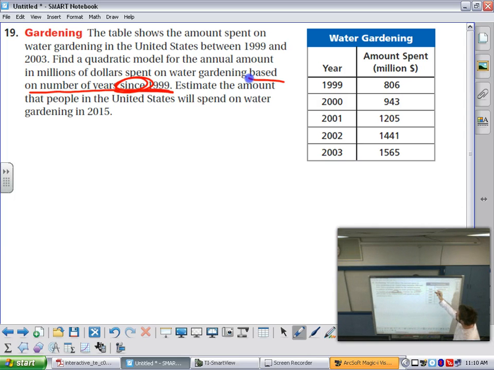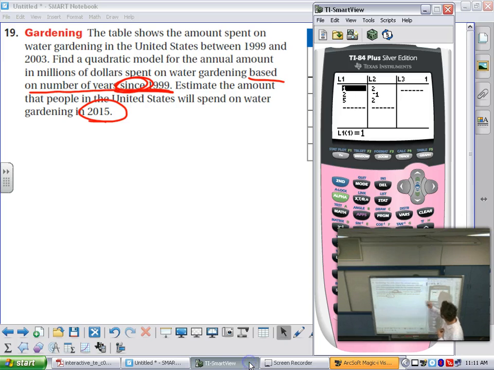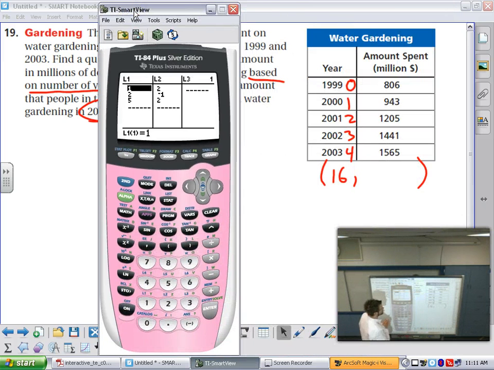So the value that would go with 1999 would be 0, because that's your starting point. This would be 1. This would be 2. This would be 3. This would be 4. The year 2015 is how many years away from 1999? So we're going to get 16 comma something in a second. Now, if you just entered in the 4-digit years, you would be okay. But I'm going to do it the precise way that they said. So, 0, 1, 2, 3, 4.